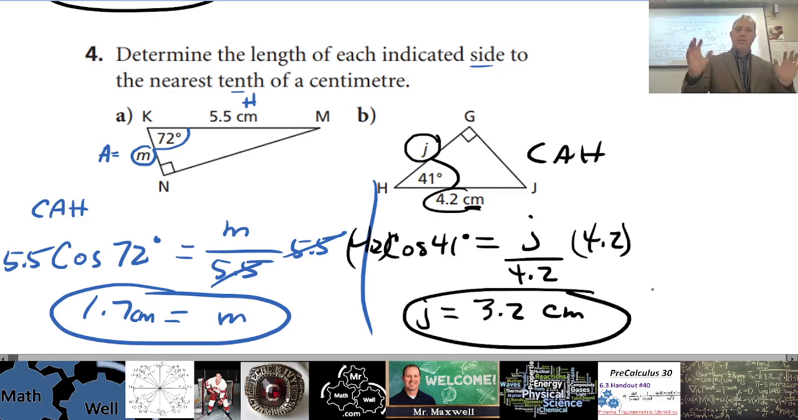Okay, those looking good to you guys? Any problems with that? 4A, you should have done 4A in your book. Anybody done 4A and get 1.7? That's good? Okay, excellent.